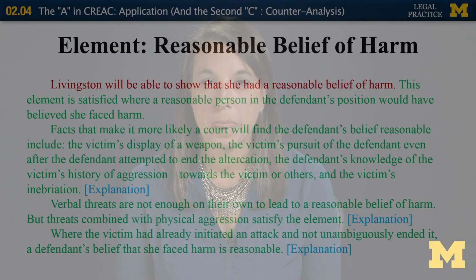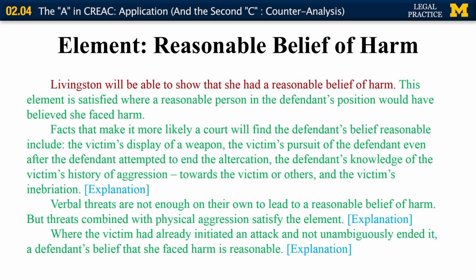However, when I get to the application, it is helpful to my reader to identify the individuals who I'm going to be talking about throughout this memo, Manning and Livingston, and to use their names consistently instead of using the generic victim and defendant. So let's look now at another example. This one is the reasonable belief of harm element.